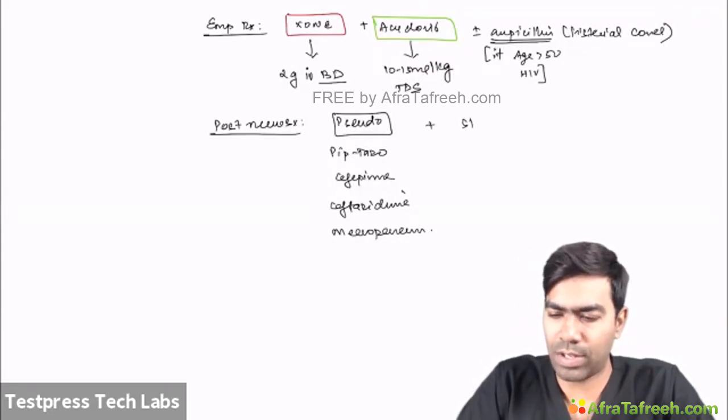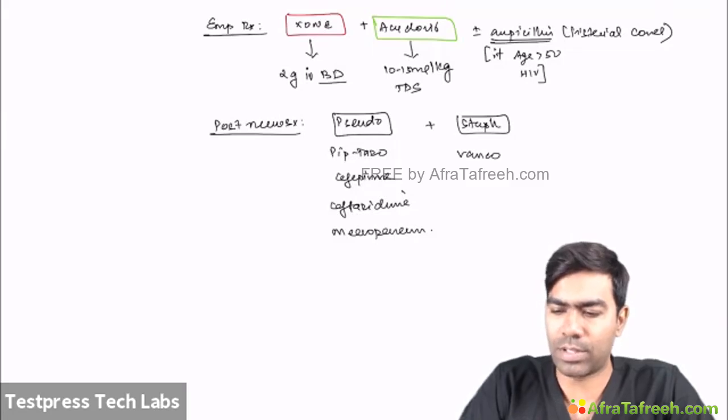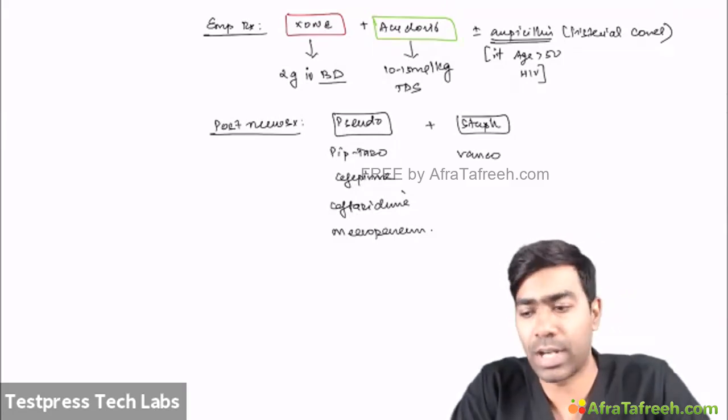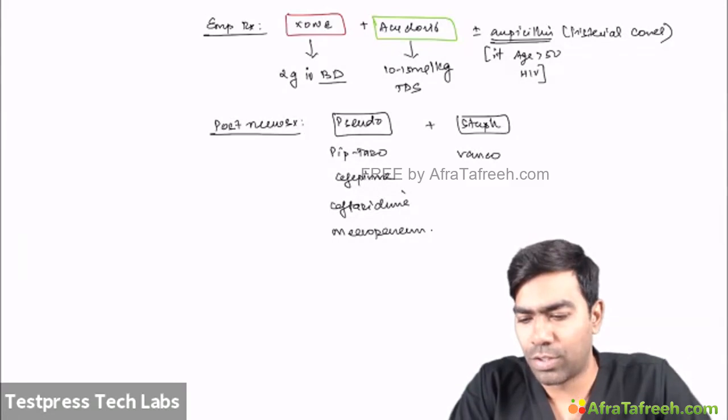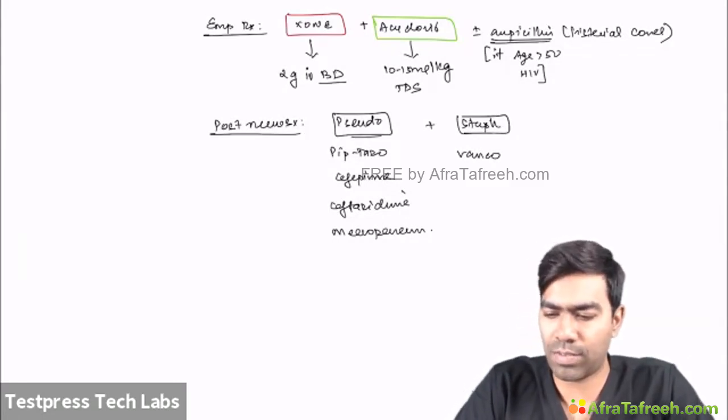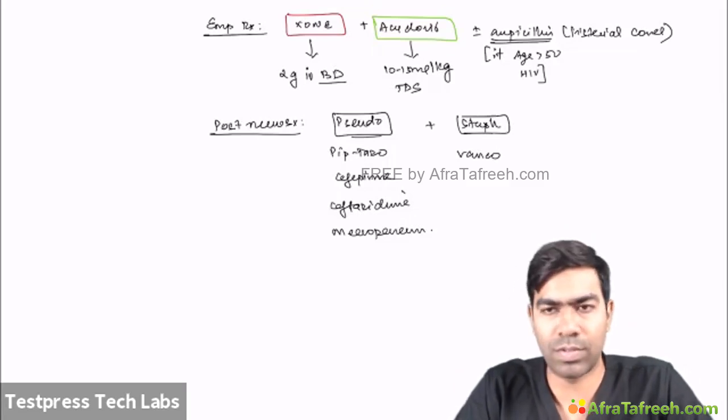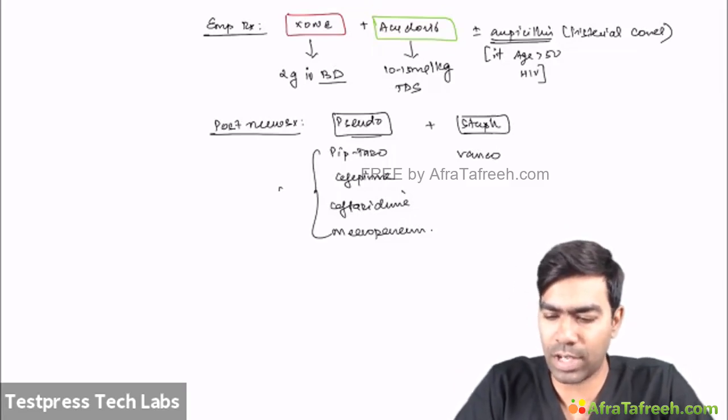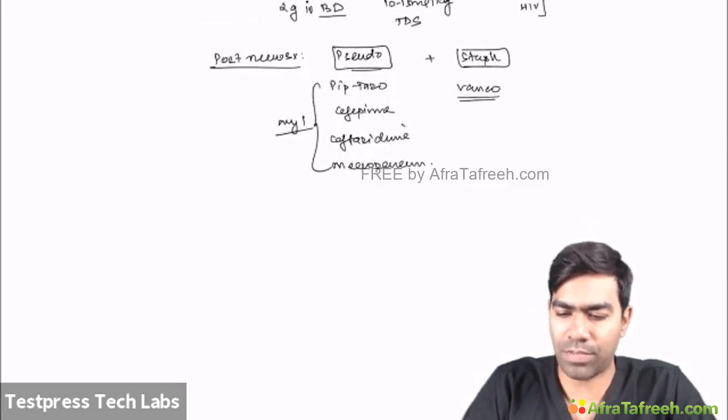Plus, along with it, I have to give a staph cover. For this, the best choice will be vancomycin, 1 gram IV 2 times a day, depending on the renal function. So one pseudomonal cover and one staph cover must be enough for most post-neurosurgery infections, which means any one of these plus vancomycin for staph cover.